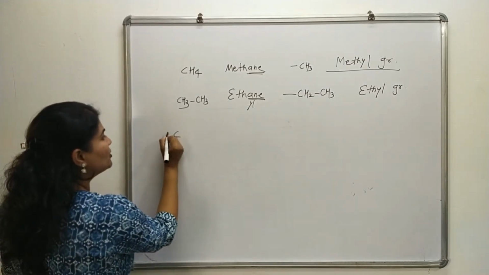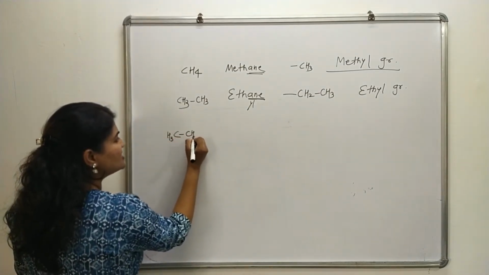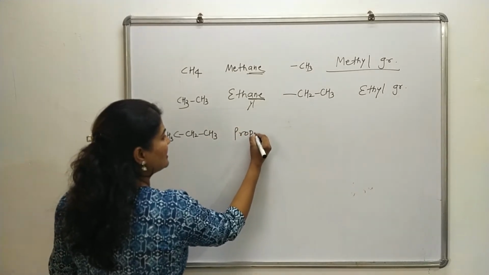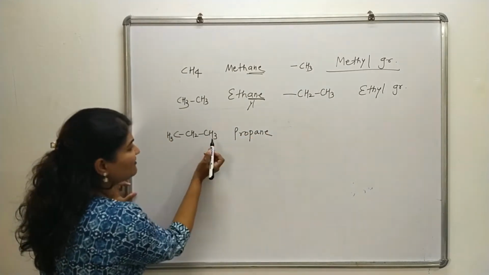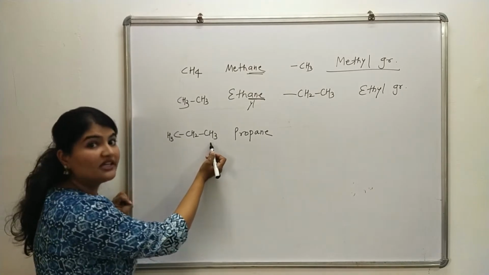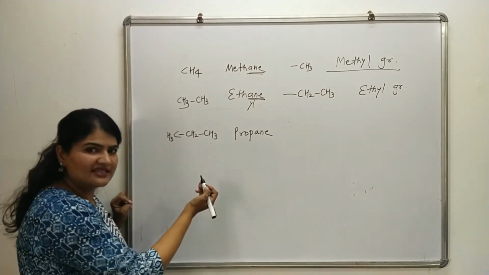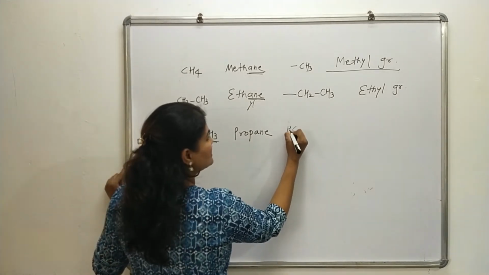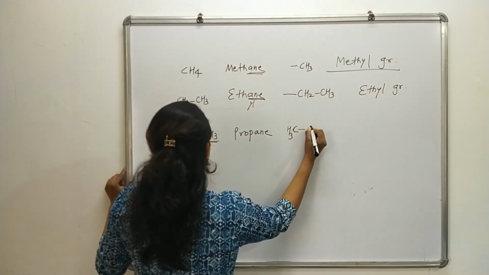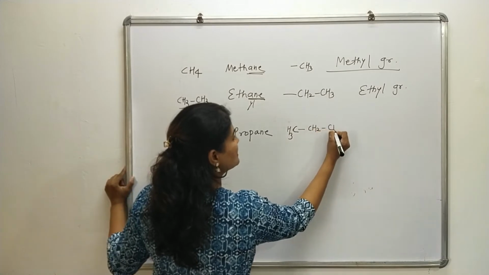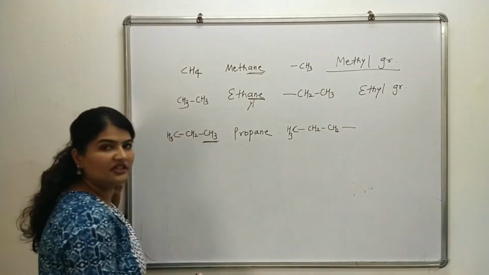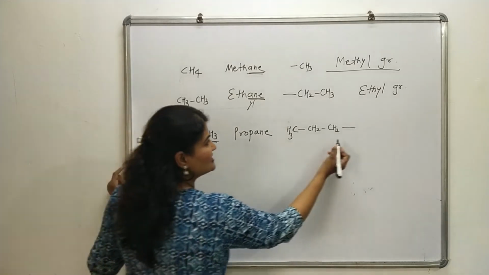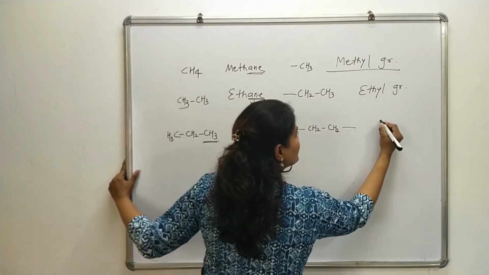Now coming to propane, CH3, CH2, CH3. This is our parent alkane, which is propane. Now if I remove the hydrogen from the terminal carbon, terminal means last carbon, then what will I get? CH3, CH2, CH2 and a bond. That is the link for substitution. In that case it will be called propyl.